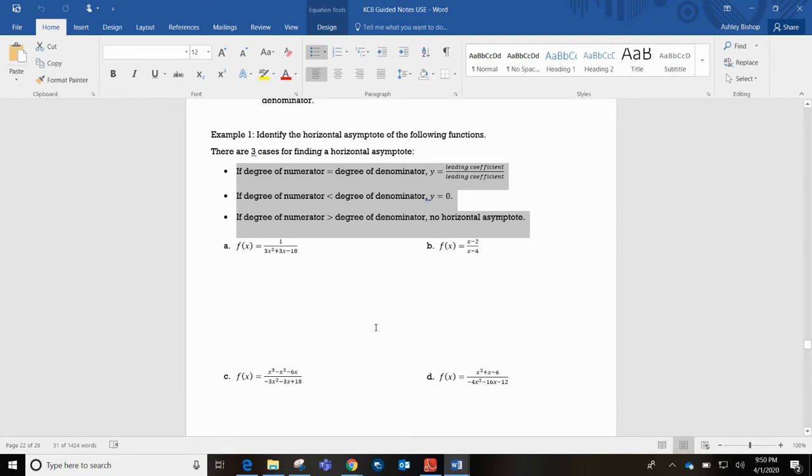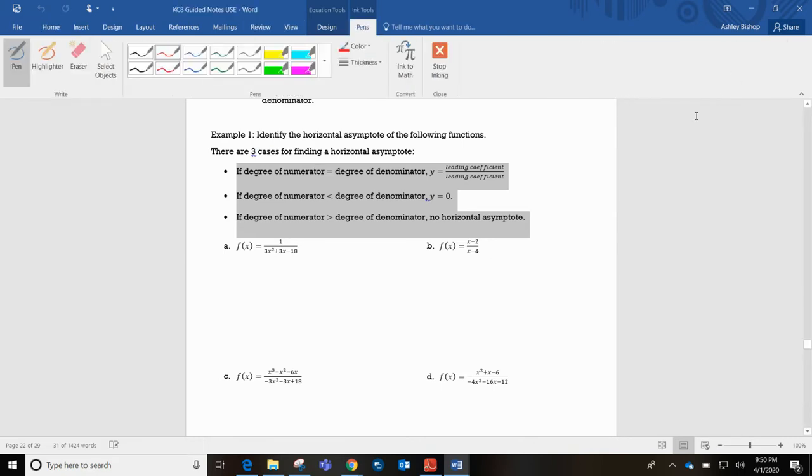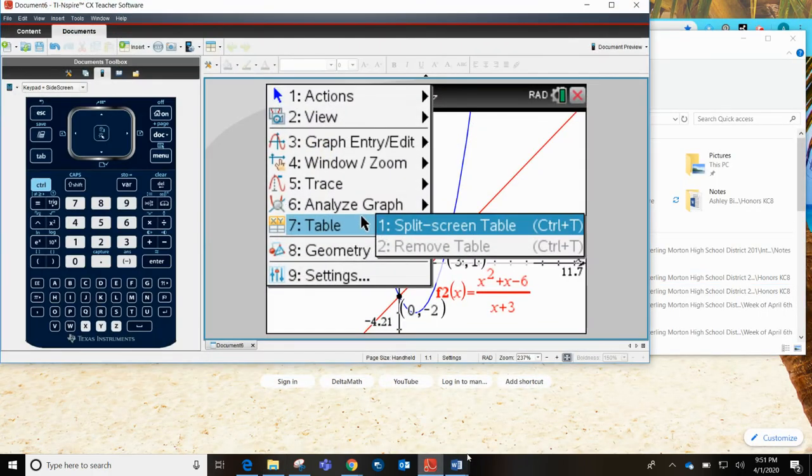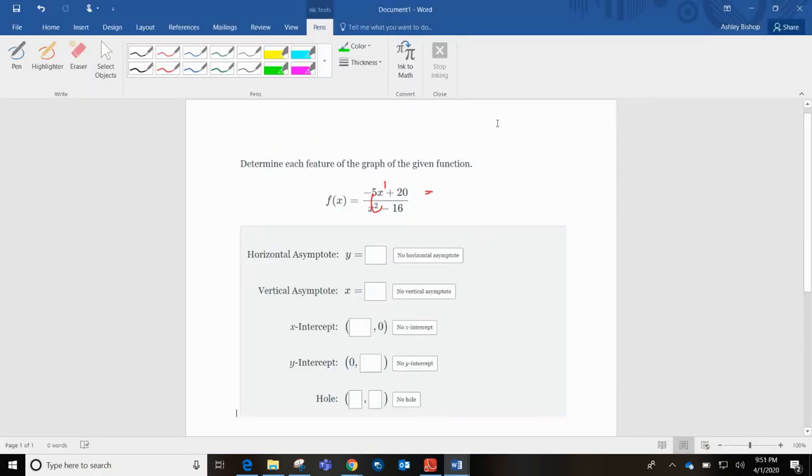So let's see where that puts us. That puts us with these rules. Our numerator was smaller than the denominator. So the rule that would apply to this is: if the degree of the numerator is smaller than the degree of the denominator, then our horizontal asymptote is y equals 0. Do not stress this stuff out. This is the easier part of the test.